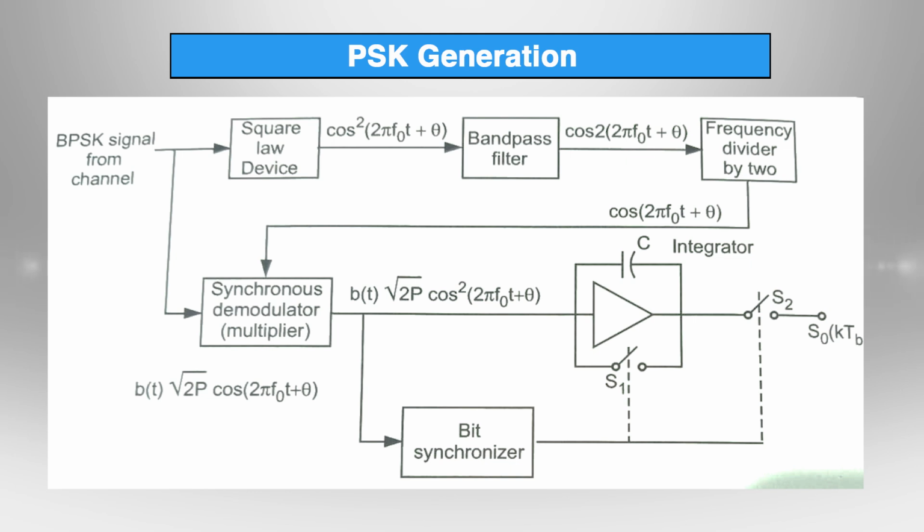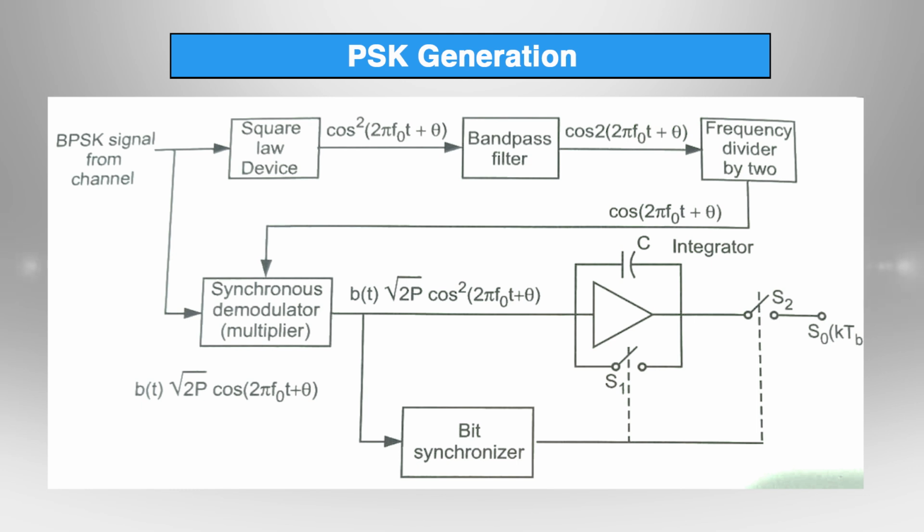For the reception of the PSK signal, if you check Figure 4 in our presentation, you will find there are a few blocks. The blocks are a square law device, second a band pass filter, third a frequency divider, that is by 2. One more block is the synchronous demodulator, which we call a multiplier, then the bit synchronizer and the integrator. So, let us talk about the basic functional blocks, how they will receive and process the signal, and how we will get exactly what we transmitted at the end of this module, the receiver, right.